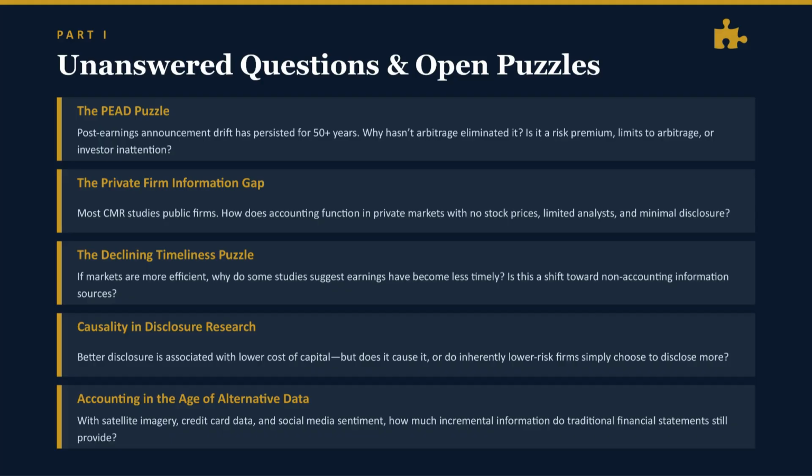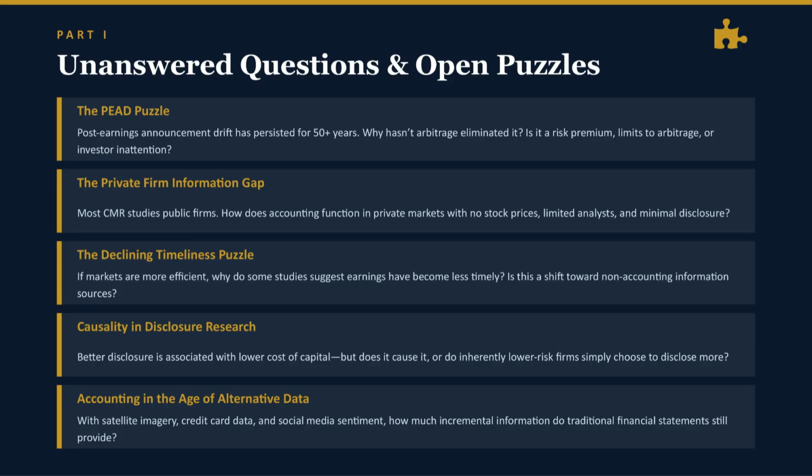Causality in disclosure research. Most disclosure studies document associations between disclosure quality and capital market outcomes, e.g., lower cost of capital. But establishing causality has proved elusive. Does better disclosure cause lower cost of capital? Or do firms with inherently lower risk choose to disclose more?